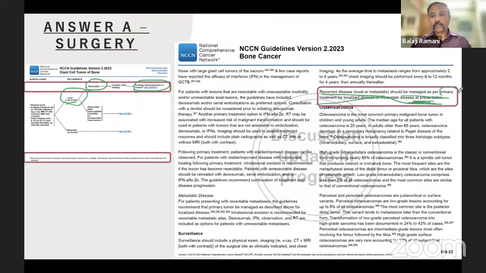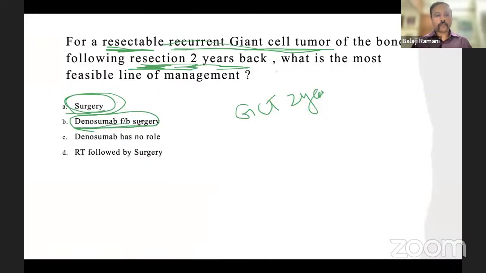So, if you take up the primary GCT, the treatment is always going to be primarily surgery. Whenever you have a resectable primary, you go for surgery, and only if it is non-resectable. Again in the discussion, resectable with unacceptable morbidity or unresectable lesions are the ones where denosumab or serial embolization are going to be the preferred options. Again, RT may be used as another option. So whenever patients have unresectable disease or unacceptable morbidity, that is where you will use the option of denosumab followed by surgery.